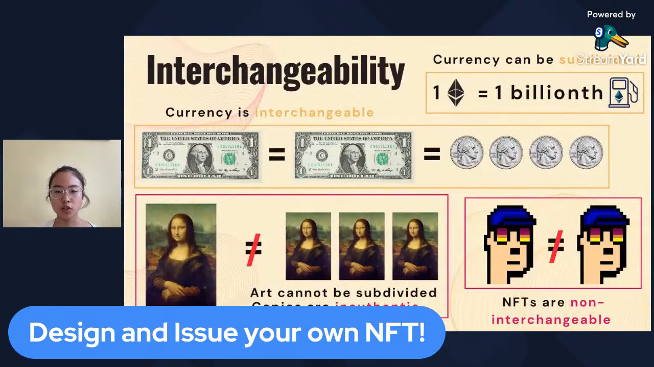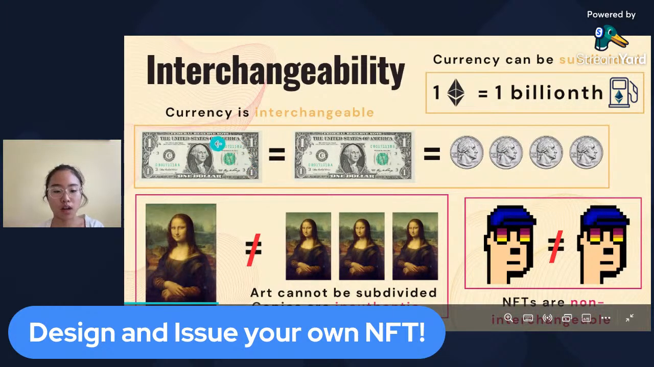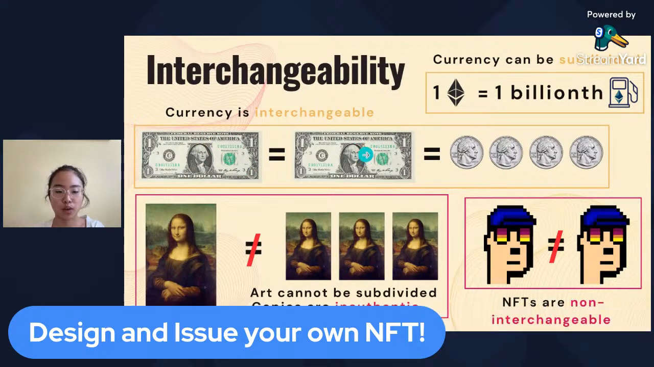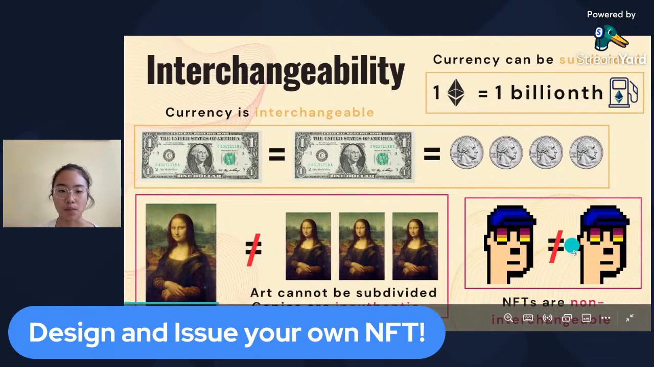First, let's look at some examples with interchangeability. If we look here, this dollar bill is the exact same as this one in terms of its value. So if I buy a candy that costs exactly $1, I can use either of them because they're both the same. That's not really the case for NFTs. This NFT may not necessarily be the same as this NFT.